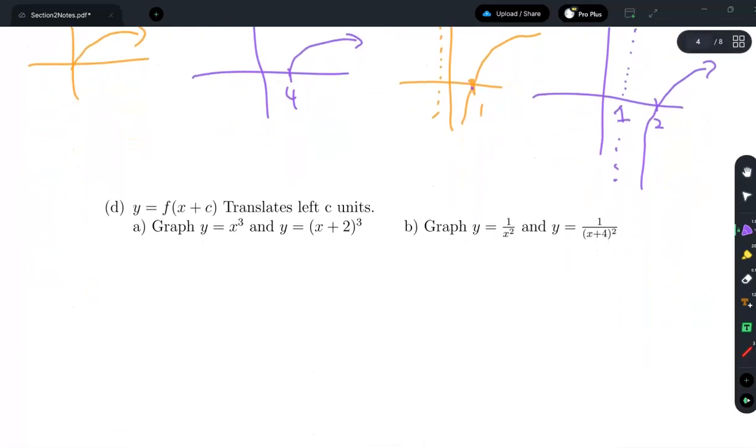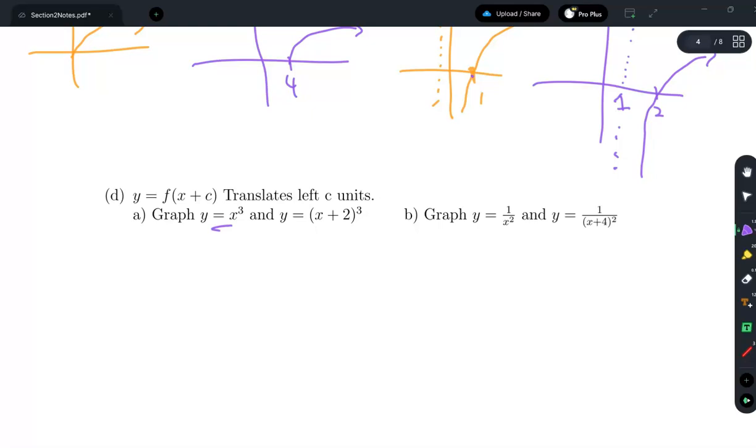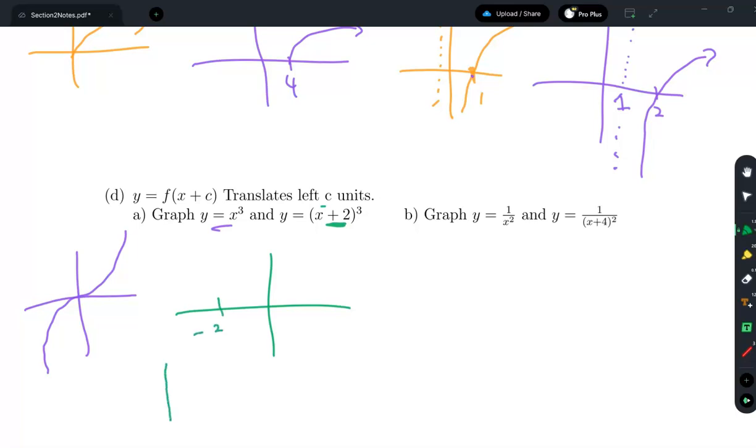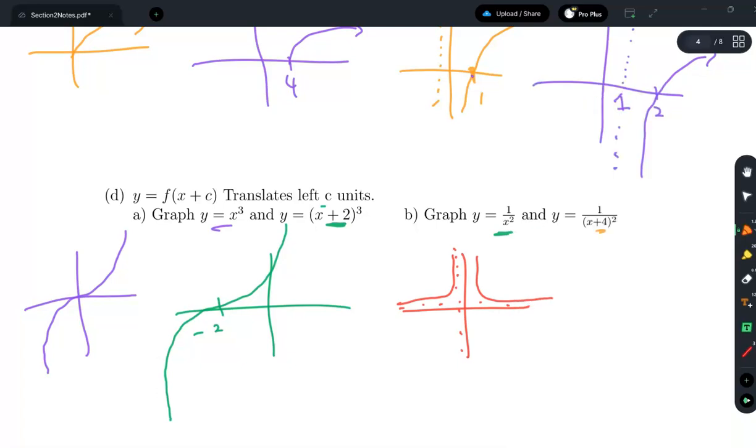Really important to be able to know how to do this. So let's look at this. x cubed, which I know is this graph. And so if it's x plus 2 cubed, that moves it to the left by 2 units. So it's going to be back here and do something like that. 1 over x squared, you know, looks like this, right? And asymptotes are important, vertical and horizontal. And so what this one says is you're going to move it to the left by 4. So that means the vertical asymptote is going to be at -4. The horizontal doesn't change. So it's going to be here and here.